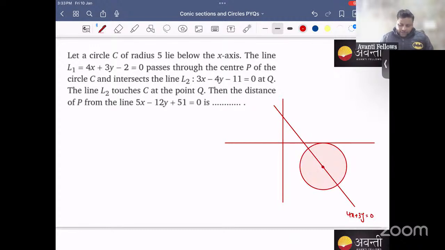Got it? And the line through the center P of circle C intersects the line L2, 3x − 4y − 11 = 0, which will be somewhere at 11/3 on the x-axis. Say it intersects here at Q. Line L2 touches C at point Q. Okay, so see, these two lines are also perpendicular to each other. Now, this is a great point to notice. So it is something like this.